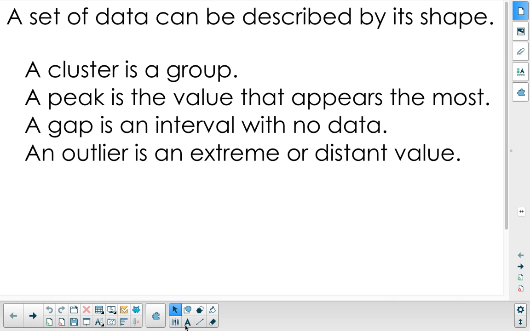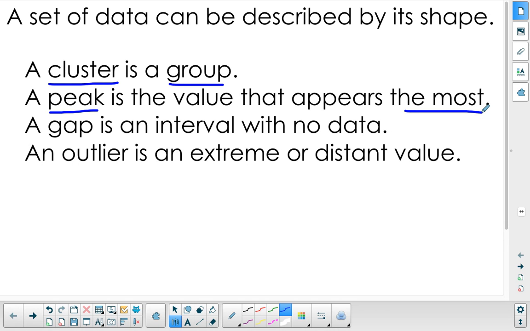So, we are going to talk about a cluster. That is anytime you have numbers that are grouped together. We are going to talk about the peak of the data, which is the one that appears the most. You can have more than one peak if they are equal. Any gaps you see are spaces. They're places that have no data. And outliers are numbers that are very extreme and distant from the other values.